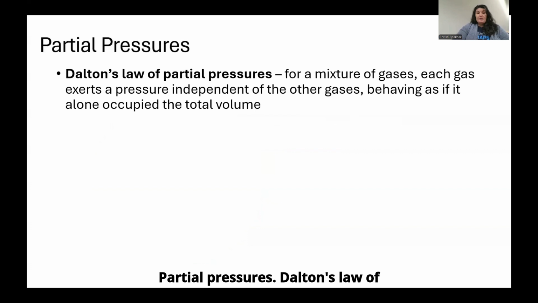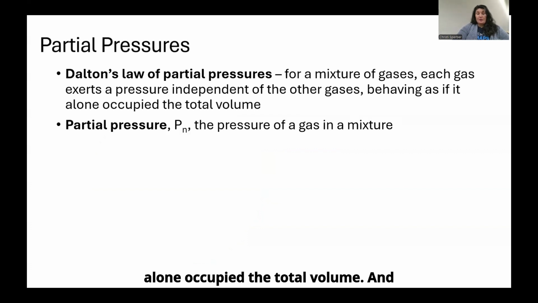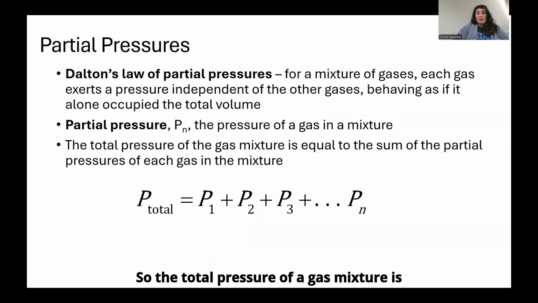Partial pressures. Dalton's law of partial pressure. For a mixture of gases, each gas exerts a pressure independent of other gases, behaving as if it alone occupied the total volume. And partial pressure, or P sub n, is the pressure of a gas in a mixture. So the total pressure of a gas mixture is equal to the sum of the partial pressures of each gas in the mixture. So if you had 3 gases in a mixture, the total pressure of the mixture would be equal to the sum of the partial pressures of each of those 3 gases.